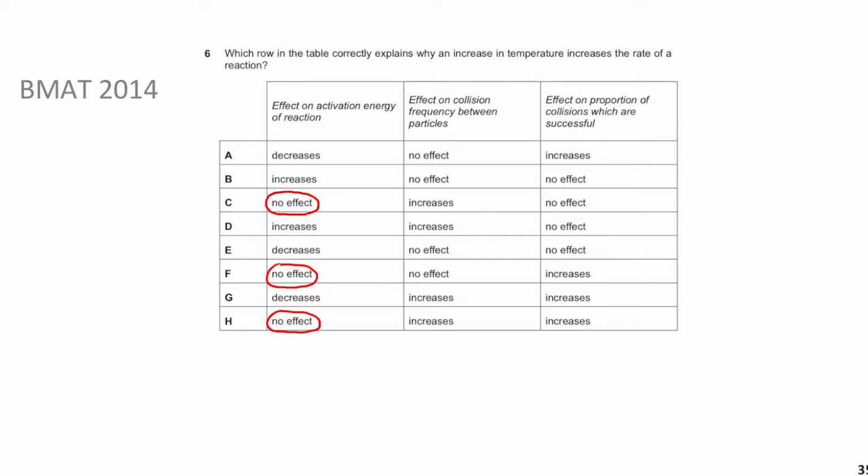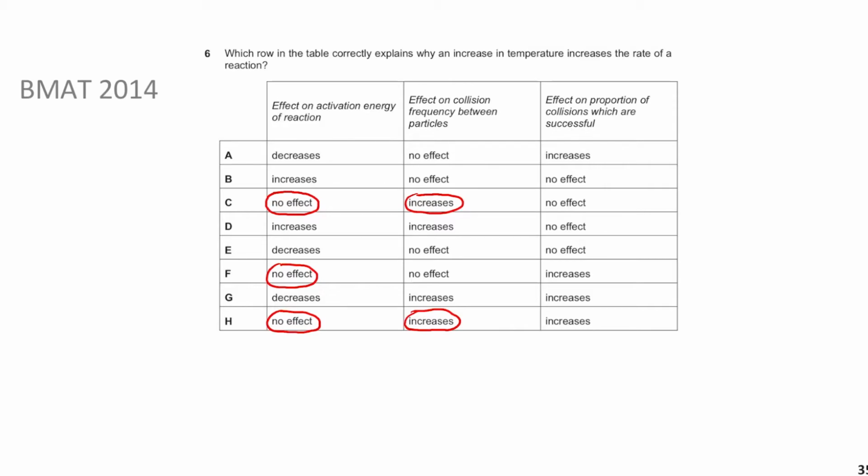Effect on collision frequency between particles. So remember, as you increase temperature, particles have more kinetic energy, and therefore they're going to collide more frequently, isn't it? So this should increase. So it's either going to be C or H, and an effect on proportion of collisions which are successful. Yeah. So clearly, guys, this is also good. If you have more collisions, you're inevitably going to have more successful collisions, and also on top of that, remember back to your Maxwell-Boltzmann.